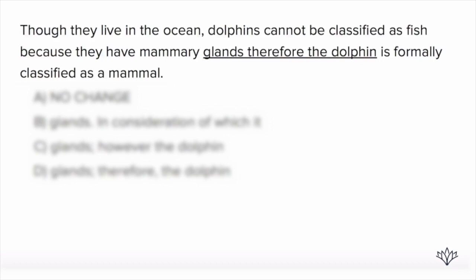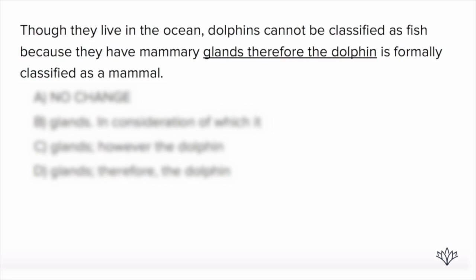Alright, so for this question, let's just start by looking at it. What we have here is, "Though they live in the ocean, dolphins cannot be classified as fish because they have mammary glands. Therefore, the dolphin is formally classified as a mammal." Did you notice how I paused there? A pause was absolutely necessary.